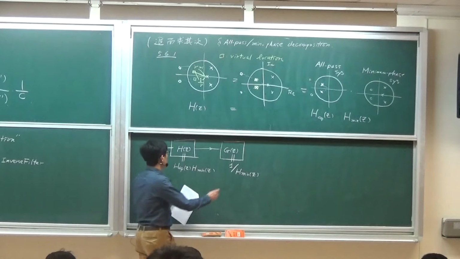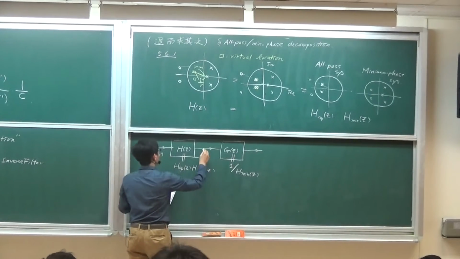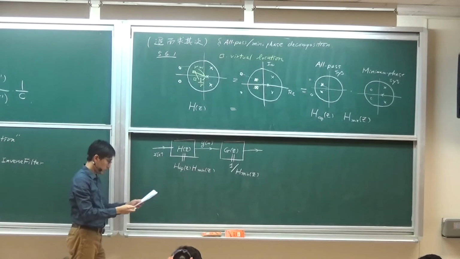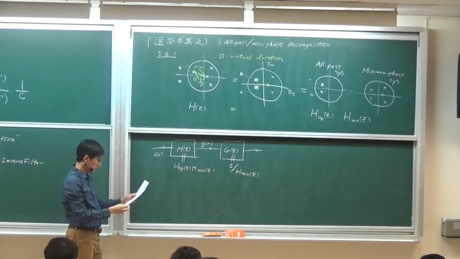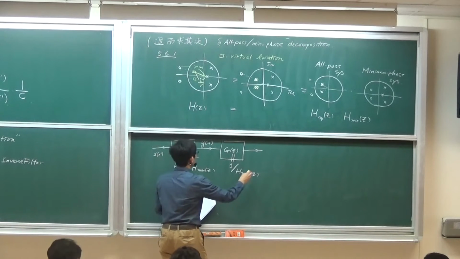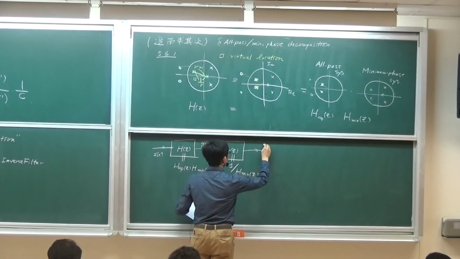Let's call this the result. Let's say this is x, y, and w of n.